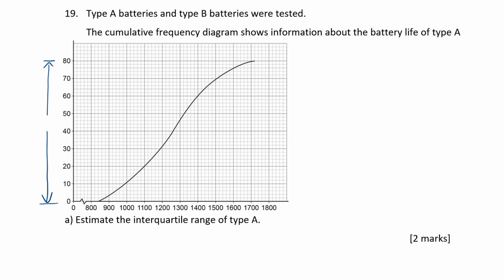Now the interquartile range is the middle half of your data. So basically you need to look at the range between 1/4 and 3/4 of the way through your data set. So 1/4 of 80, 80 divided by 4 is 20. So we're going to read across from 20 to the graph.